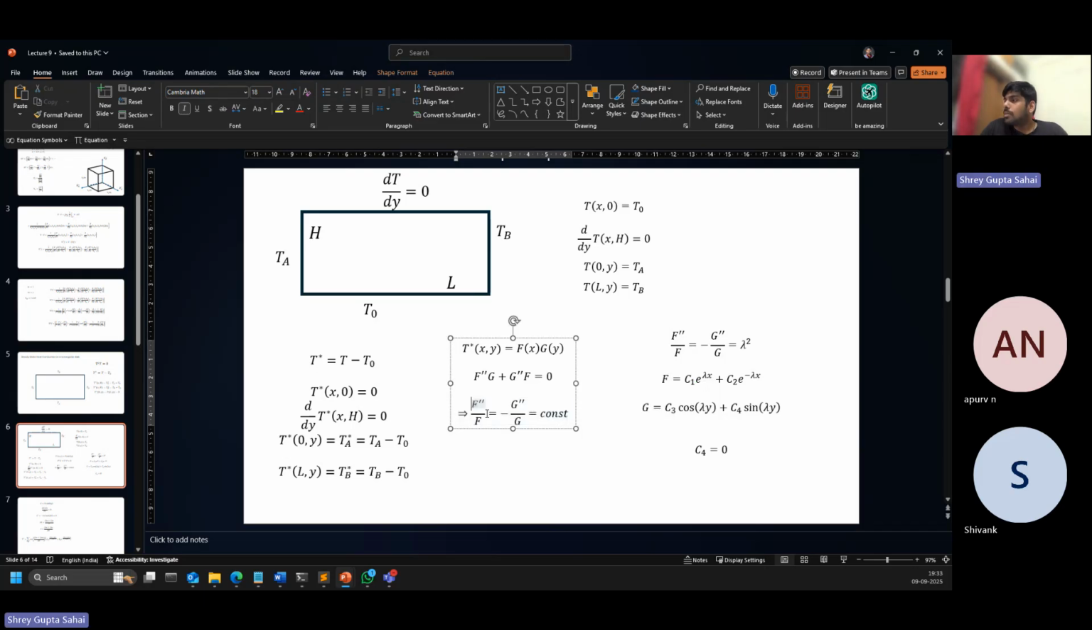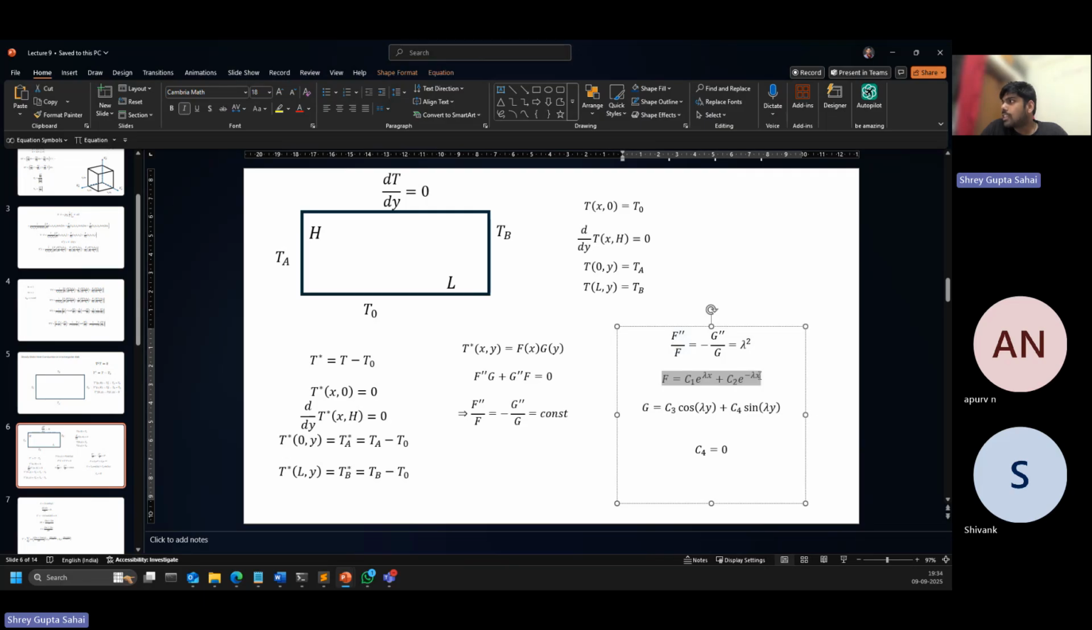Essentially, because this has to be a constant and the solution has to be a finite solution, what we get is that f of x has an exponential form. Either it will be e to the power lambda x or e to the power minus lambda x. Now, you get that, right?